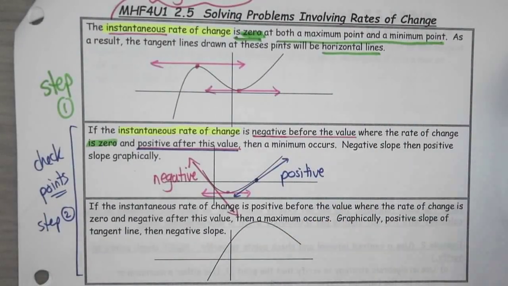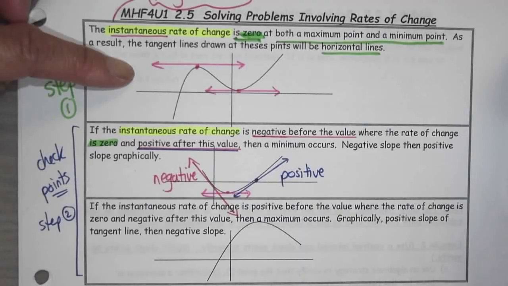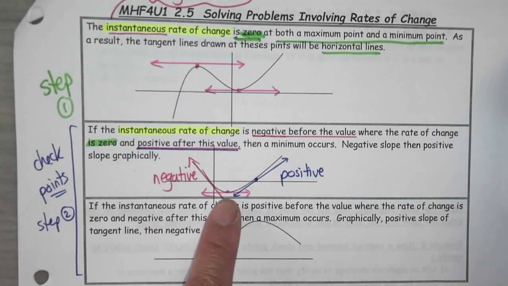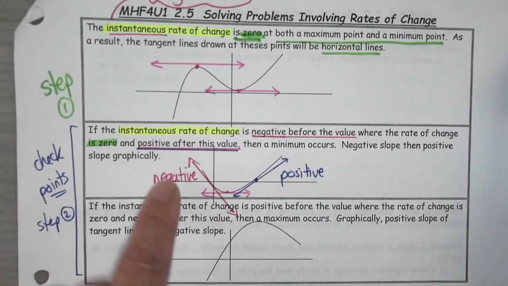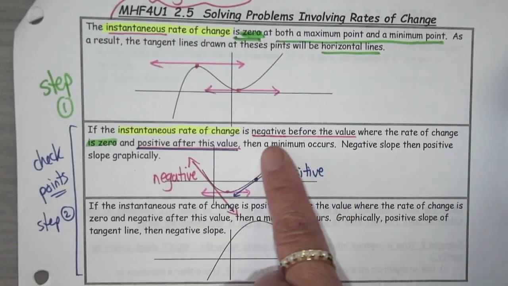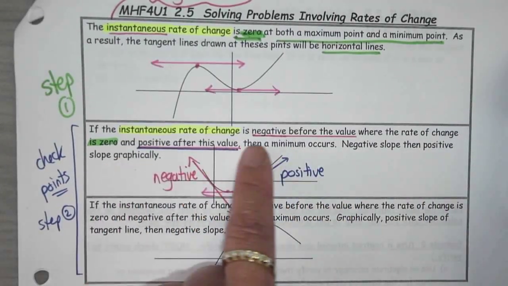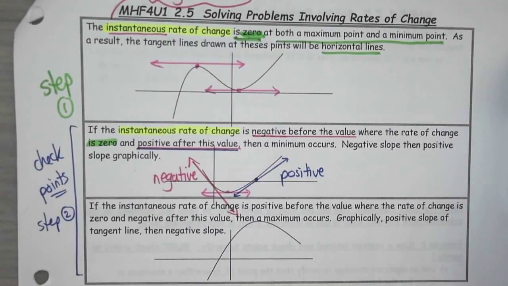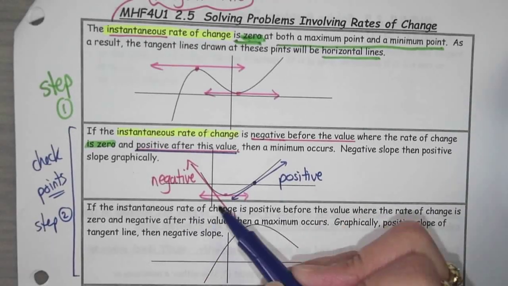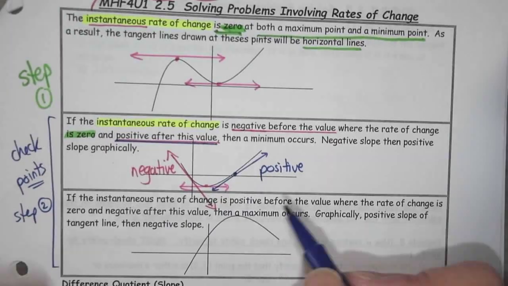Okay, so one more time. Step 1, you check to see if the slope is 0. If the slope is 0, you want to ask, is that giving me a max or min? I know it's one of them. If the slope is 0, it has to be a max or min. Step 2 says if it is a 0 there, and I check before and I see the slope is negative, and I check after and I see that the slope is positive, then a minimum occurs. Okay? So it's a negative slope, then a positive slope. Does that make sense? So negative, 0, positive means minimum.